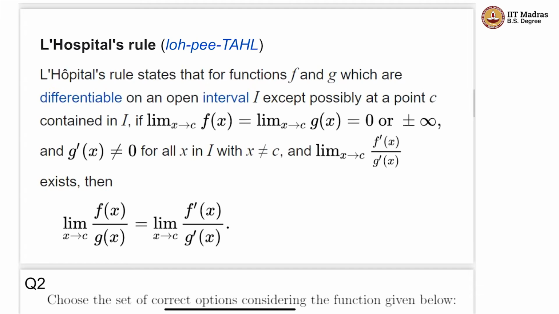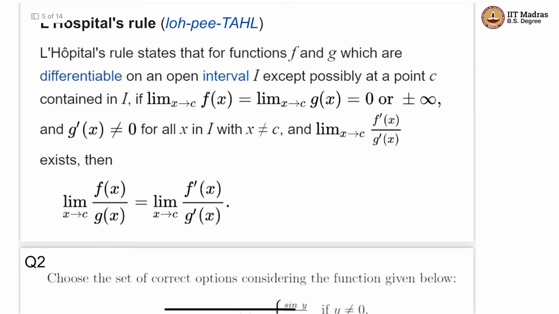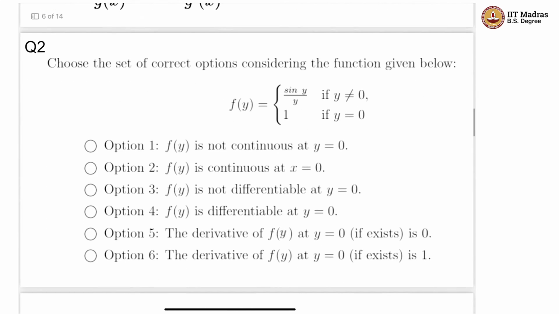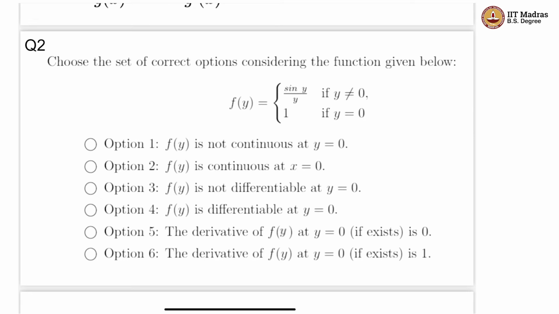Here we have the L'Hopital rule. Okay, so you already know what the L'Hospital or L'Hopital rule is. If we have something in 0 by 0 or infinity by infinity form, then we can apply the L'Hopital rule, which says that limit x tending to c of f of x by g of x equals limit x tending to c of f dash x by g dash x. Okay, so we will solve this next problem using the L'Hopital rule.